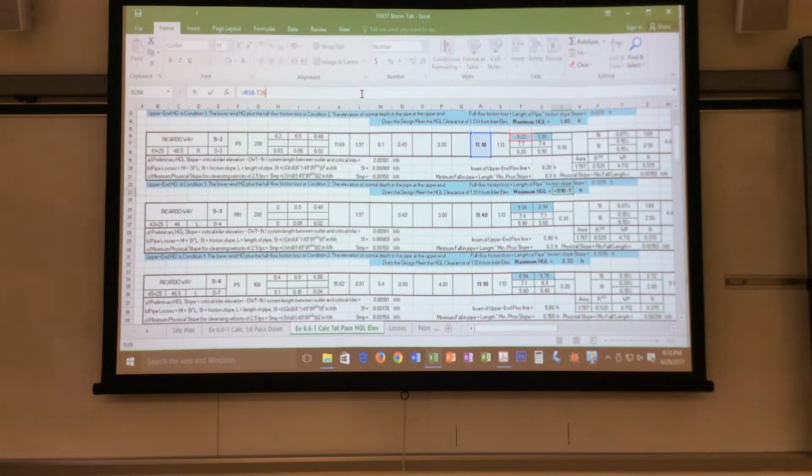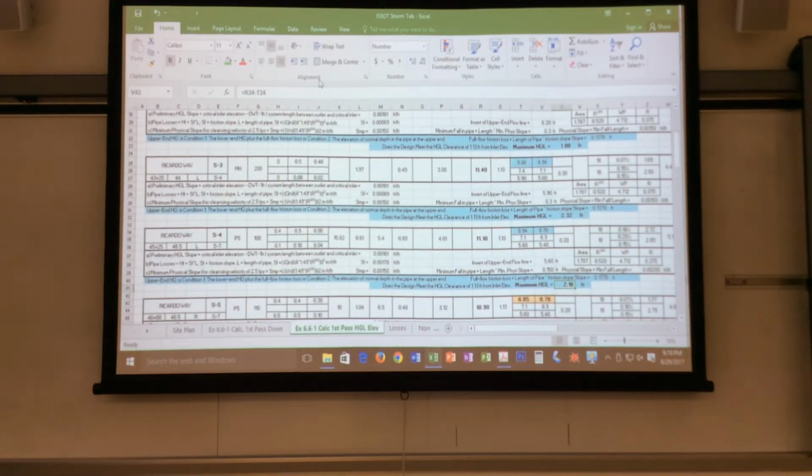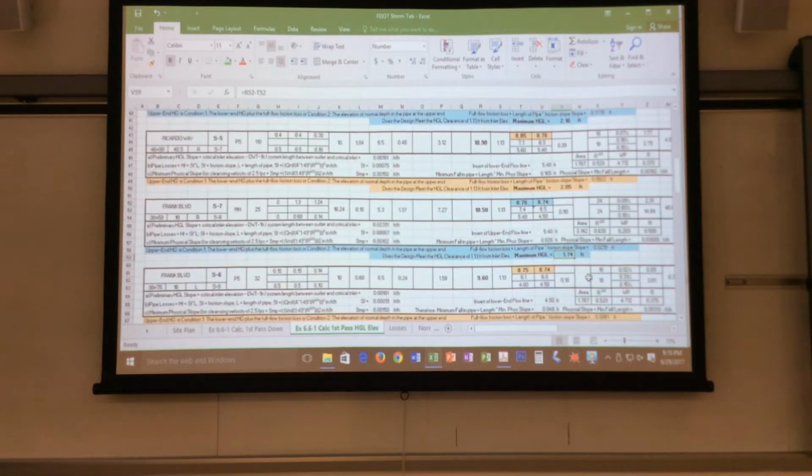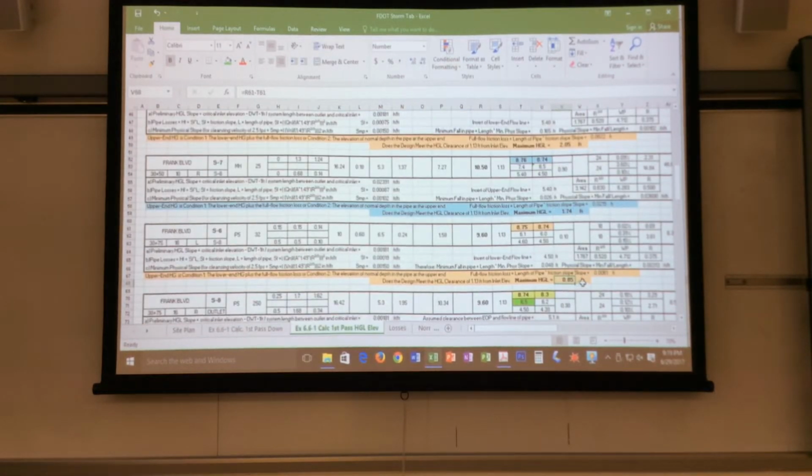This one says it has a clearance of 1.88, S2 to S3. S2 has a 1.88 clearance. S3 has, you take the 11.4 minus the 9.8, the upper HGL, and it's got a 2.3. This one says it's got a clearance of 2.16. This one has a clearance of 2.5, and the next, 1.74. Oops, that one's only got a clearance of 0.85.